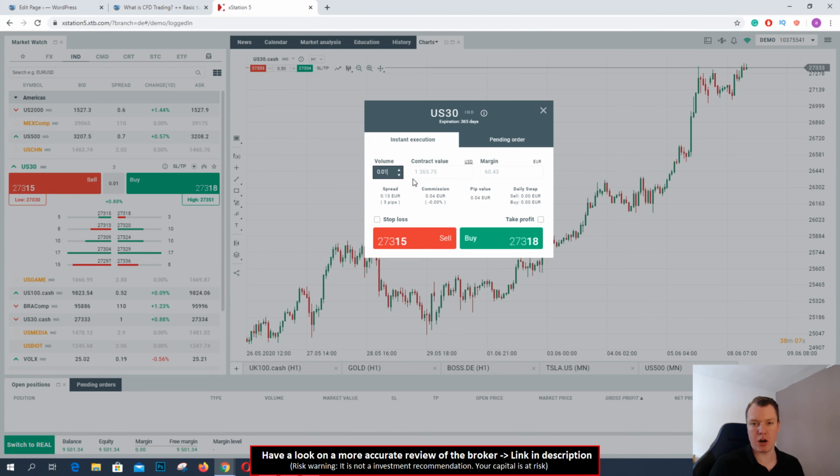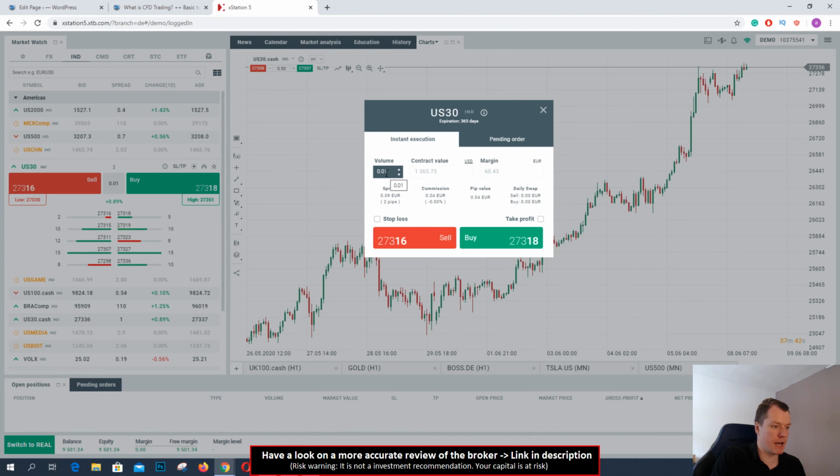You can use a demo account, a free account, to practice it. You will find the best brokers in the link in the description below. Just check out our website. We only recommend regulated brokers which are safe. And you can use here, for example, the volume of 0.01. This is the smallest volume, and you see the contract value here.